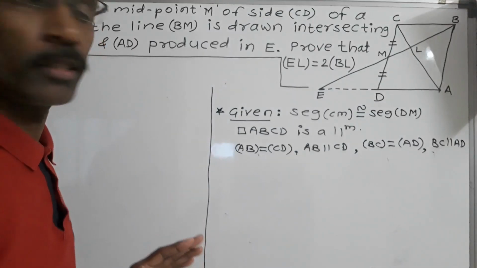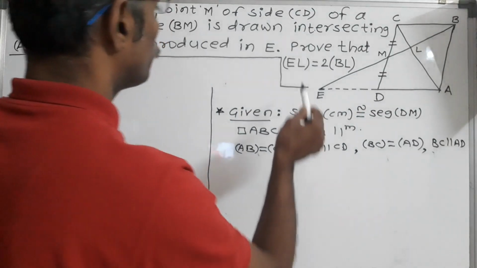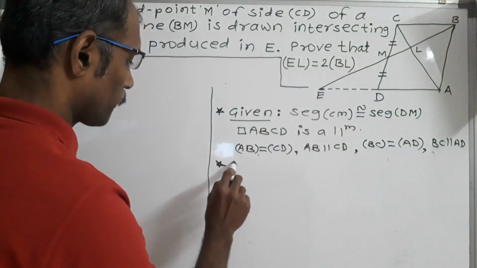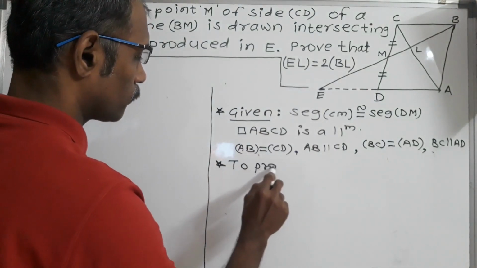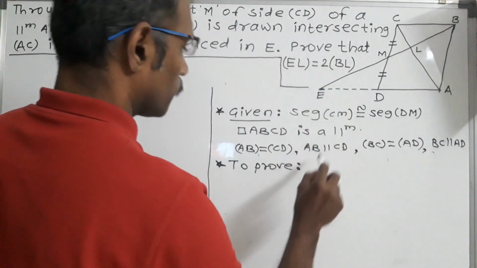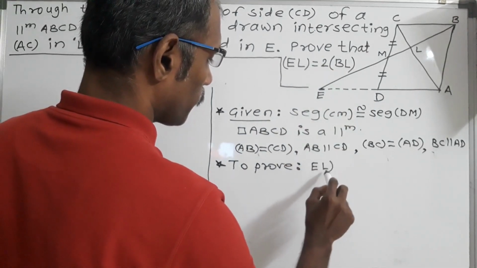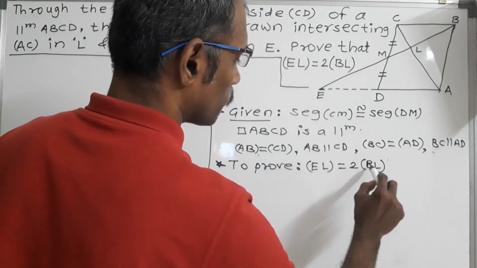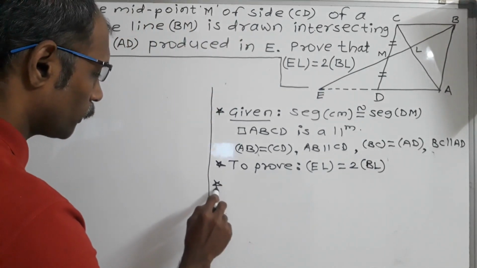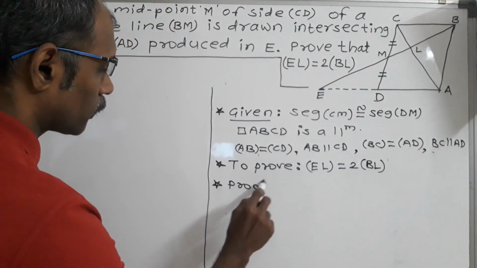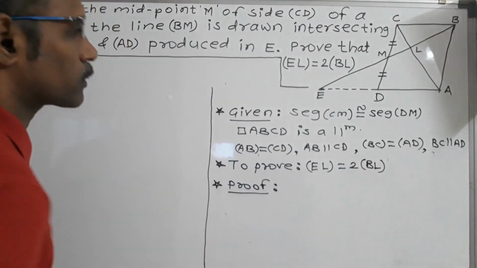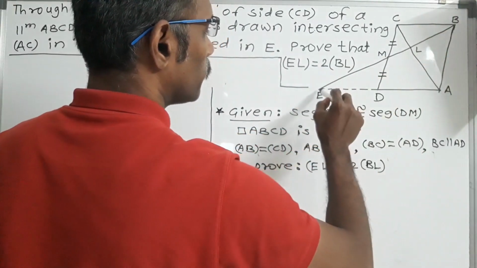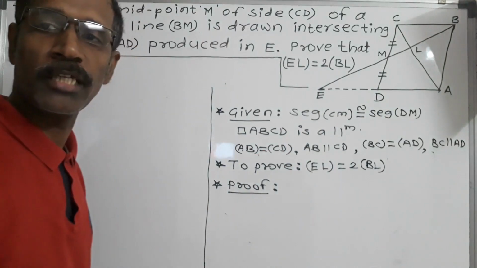This is our given. Now friends, after that we write what is to prove: EL is equal to 2 into BL. This is our to prove. Now the third point, that is the proof. In this proof, first we will show that triangle BLC and triangle ELA are similar.